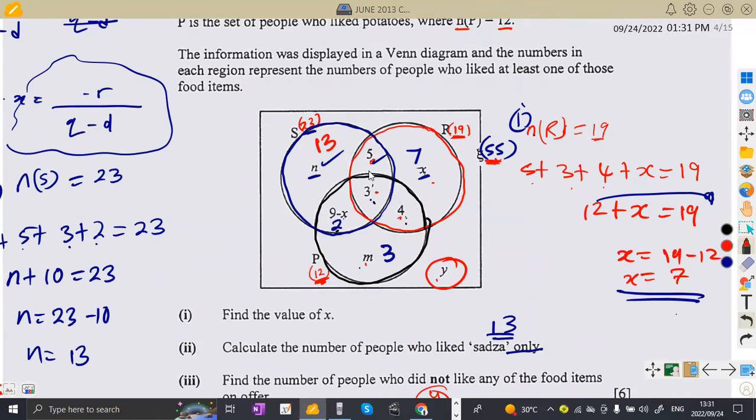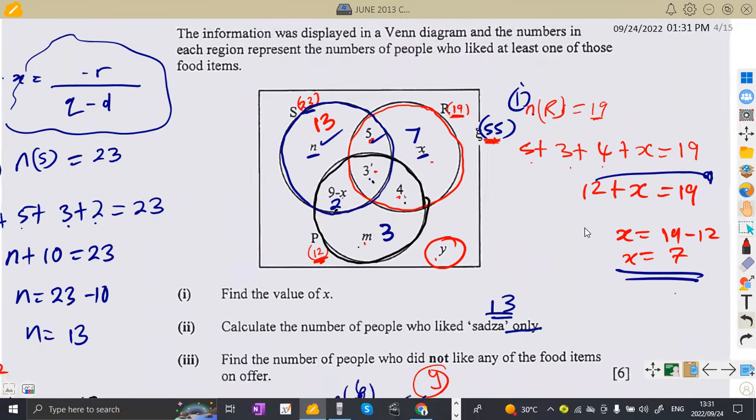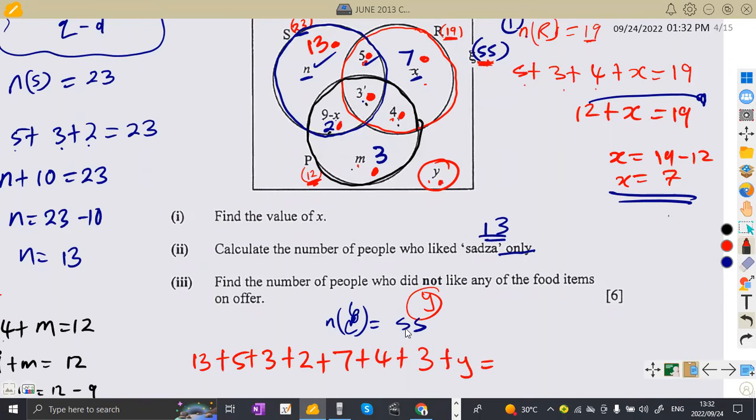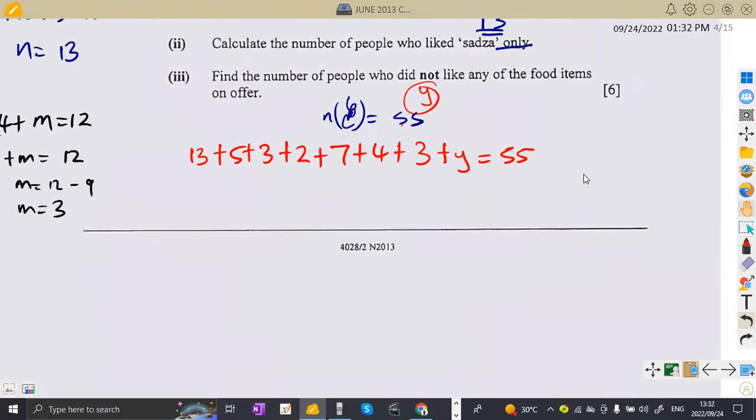So we're going to have 13 plus 5 plus 3, all these elements. Okay, so let us just put it here somewhere. So we have 13 here. So it's 13 plus 5, plus 3. You don't repeat these values. Plus 2 here, plus we have got 7, plus we have got 4, plus we have got 3. Okay, so these are all the elements that we have, then y here should give us 55. So this must be equal to 55 like this. So we have formulated an equation that you can now use to solve for the value of y.